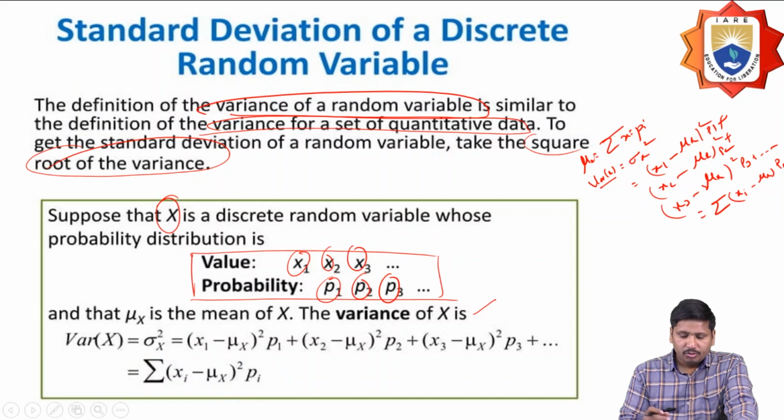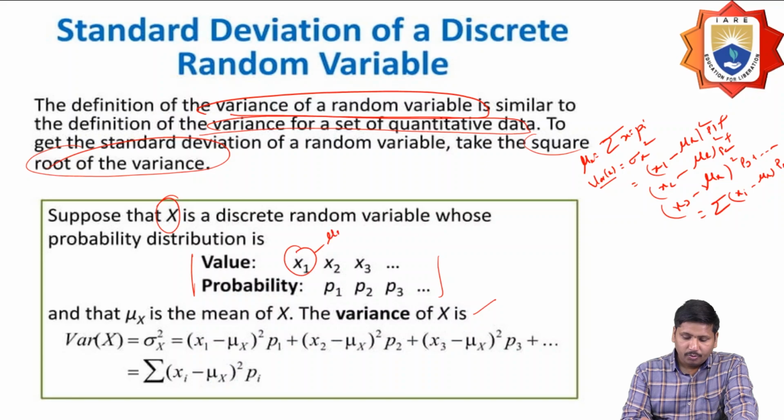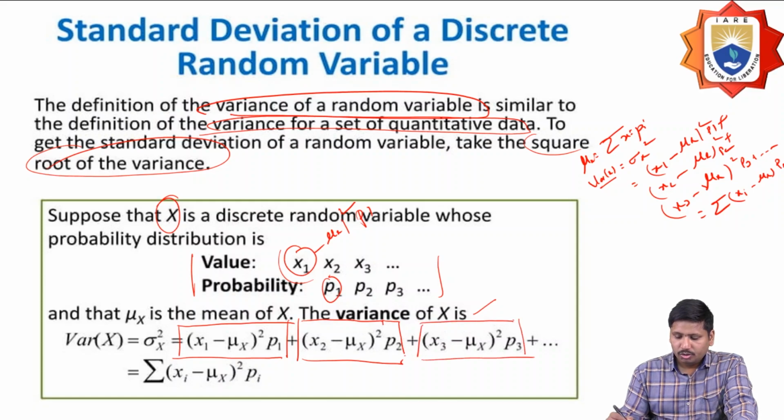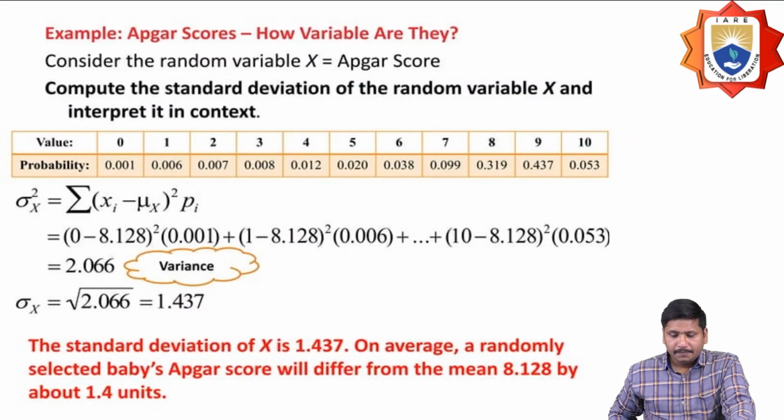Okay, so how can I do that? Take the first value, subtract the mu value that I obtained, apply the square and multiply with p1. That is the first one. Similarly, x2 minus mu x whole square into p2 is the second one, and x3 minus mu x whole square into p3 is the third one. Like this we estimate the sum of xi minus mu x whole square into pi. So this is the equation, right?